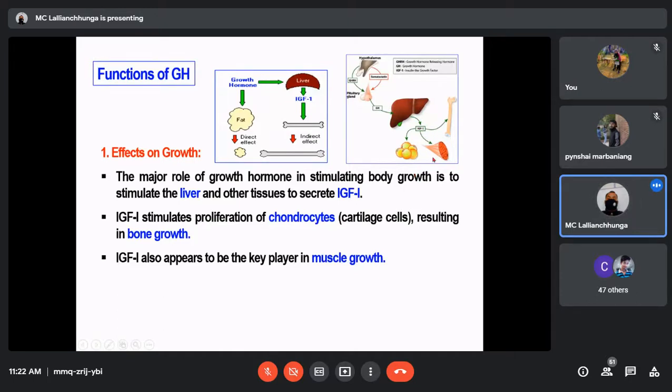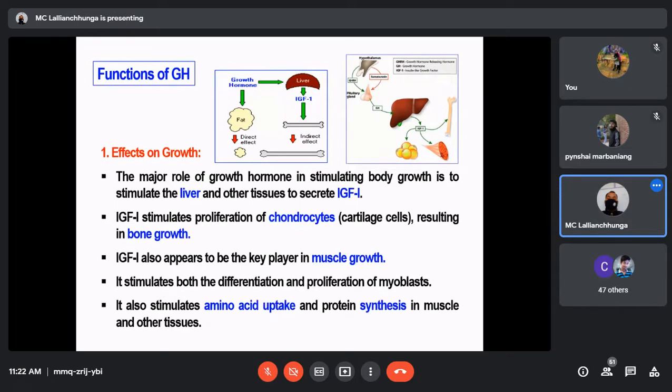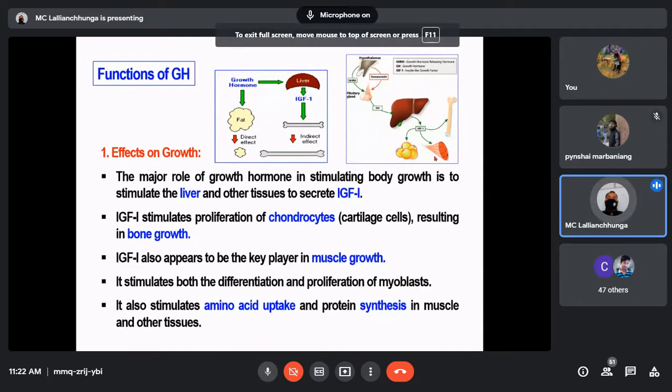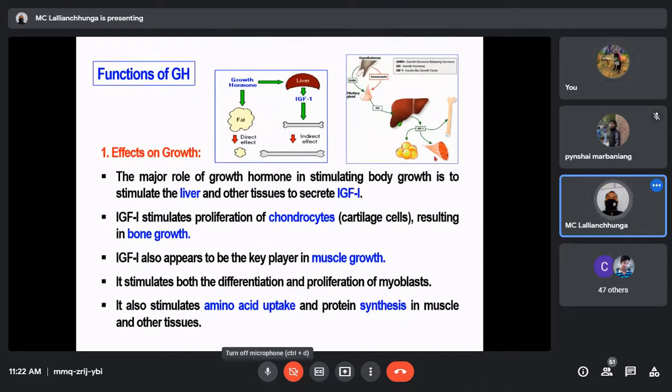Here the muscle. Muscle fibers also carry receptors for this IGF-1, so that muscle growth will take place. It also stimulates amino acid uptake and protein synthesis in muscle and other tissue. The important function on muscle fiber is that it increases amino acid uptake, because we know that muscle is mainly composed of protein. To synthesize protein, amino acids are important. So this IGF-1 will increase amino acid uptake, and those amino acids can be utilized for synthesis of protein.